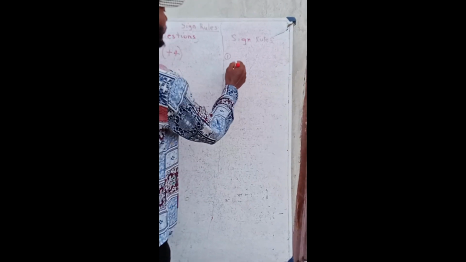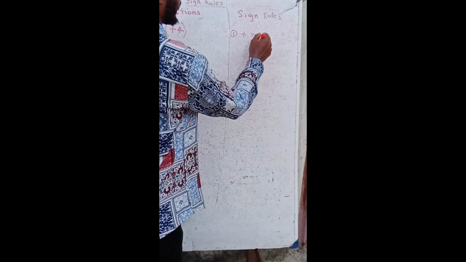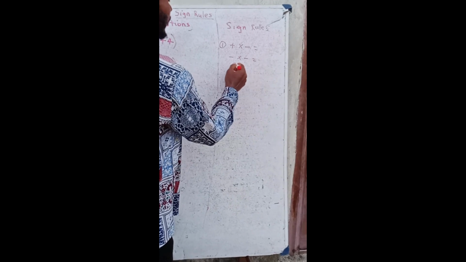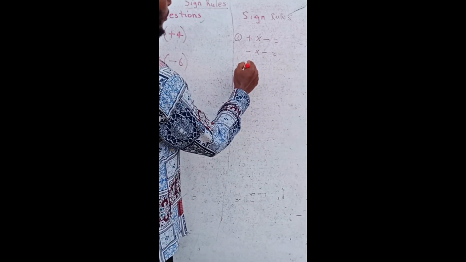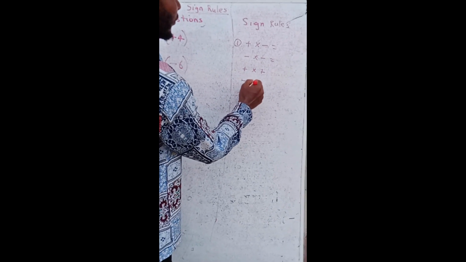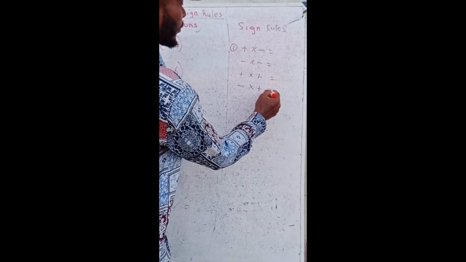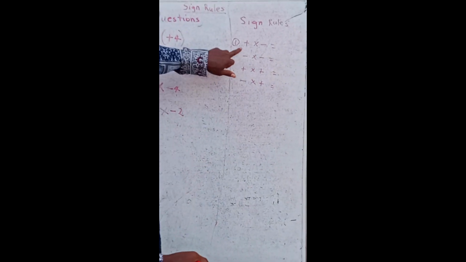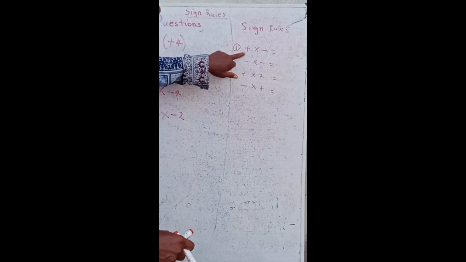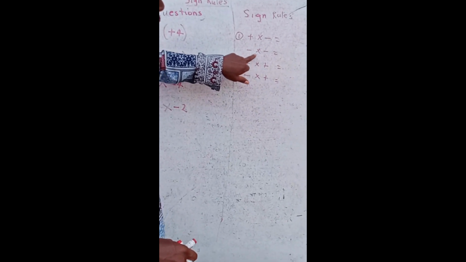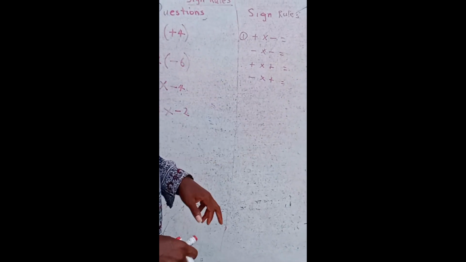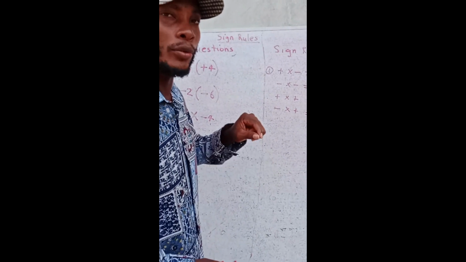Number one: plus times minus, minus times minus, plus times plus, and minus times plus. If you look at it, you are going to see that the plus and minus are timesing. One needs to know these rules.